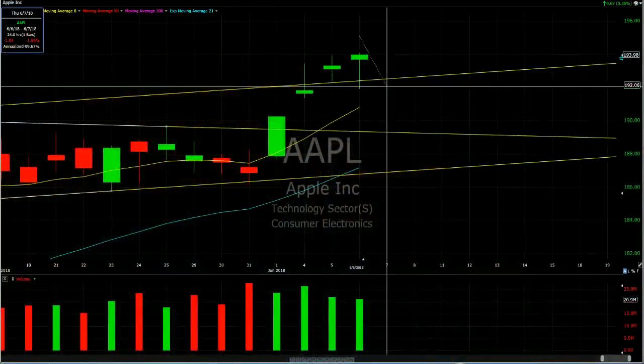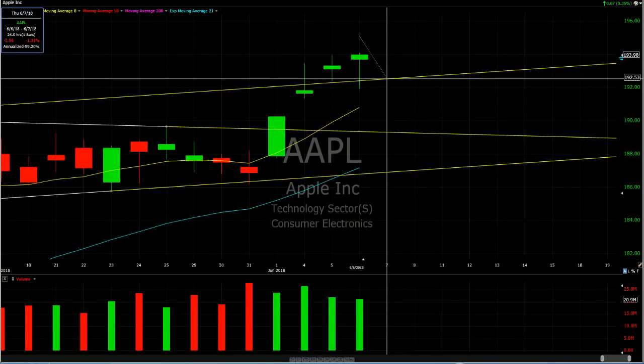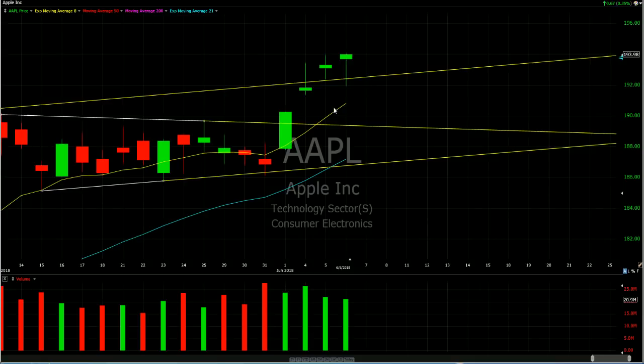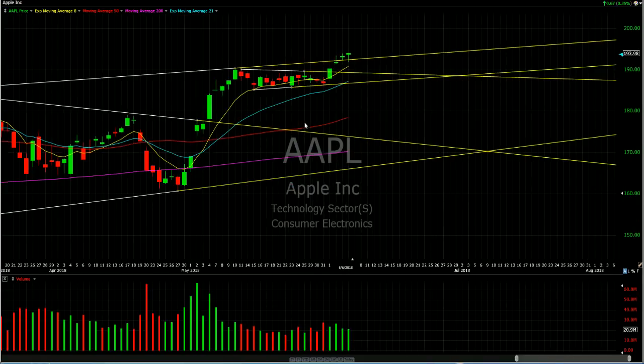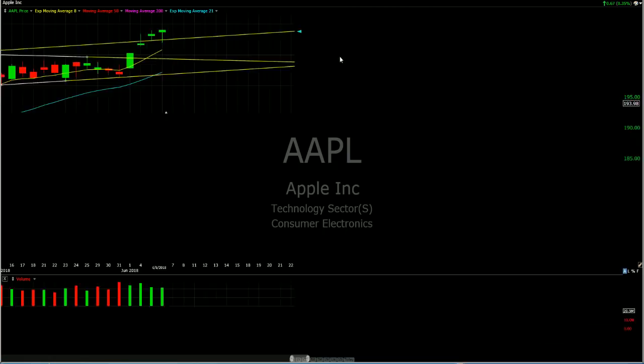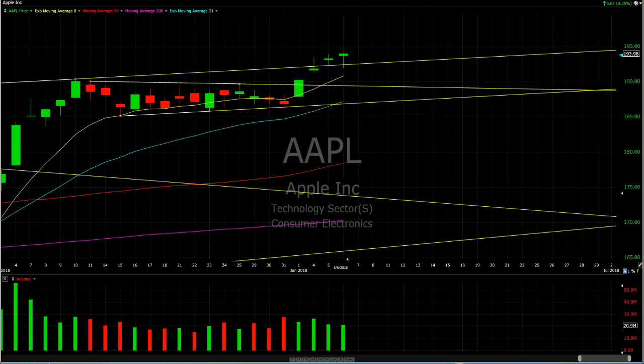Apple. Very simple levels, ladies and gentlemen. I'm going to give them to you right over here. $192.53. That is going to be support in Apple tomorrow. That is where I'm going to start looking to potentially buy Apple tomorrow. If Apple wants to break to the upside, no problemo. Looks like it wants to go to $200. Apple is probably going to be the first $1 trillion company in existence. 194.08 is today's high and all-time highs on AAPL.